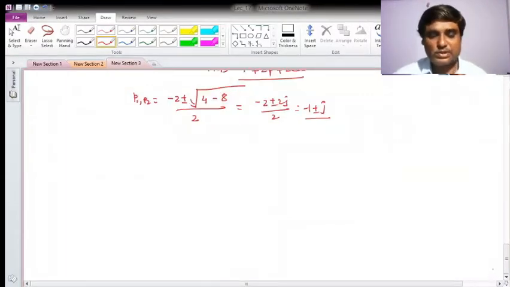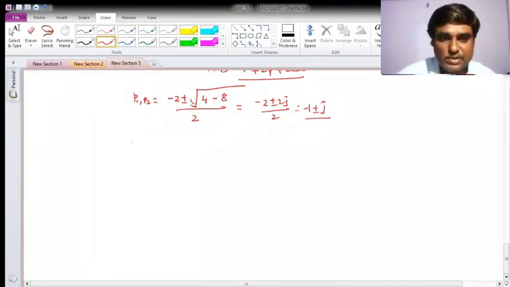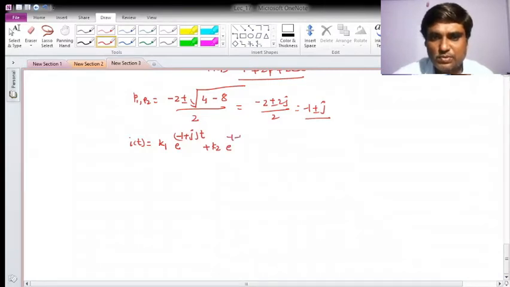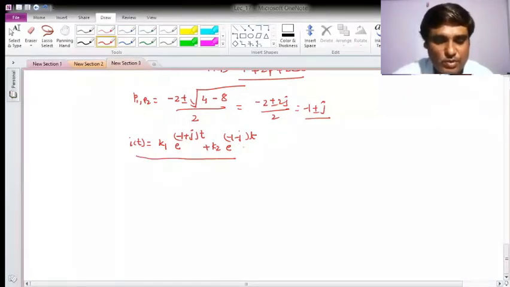Now the roots are complex conjugates here, so let me first write the equation for our i of t. The solution is k1 e raised to p1 t, so it is e raised to (minus 1 plus j) t, and plus k2 e raised to (minus 1 minus j) t, right? Now the aim is to find the equivalent expression for the two complex exponential functions, that is e raised to jt and e raised to minus jt, in terms of sine and cosine functions.